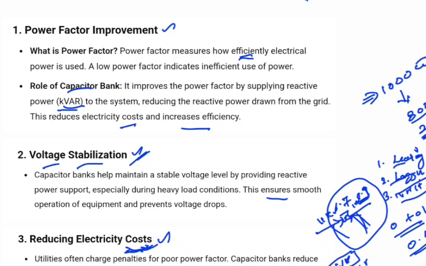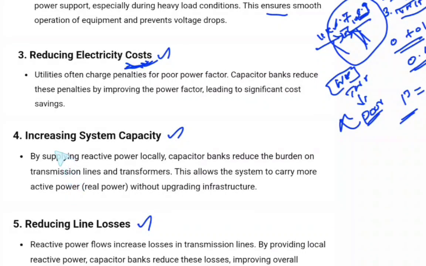So fourth one, increasing system capacity. How to increase the system capacity? By supplying reactive power locally, the capacitor bank reduces the burden on the transmission line. So when you connect the capacitors here, it reduces the transmission line burden. This allows the system to carry more active real power without any infrastructure upgrades.